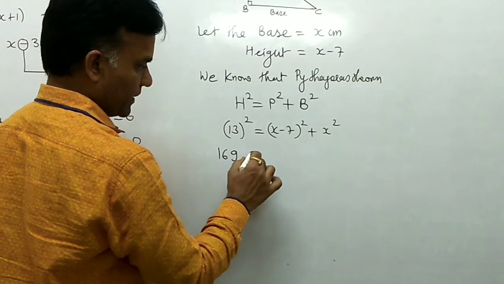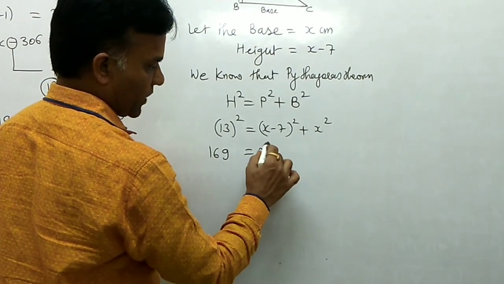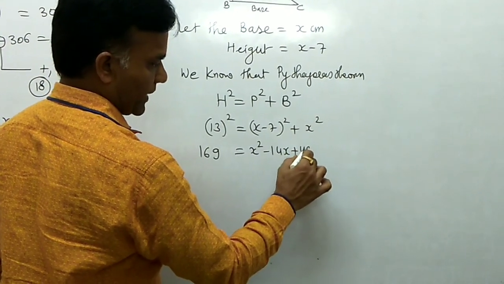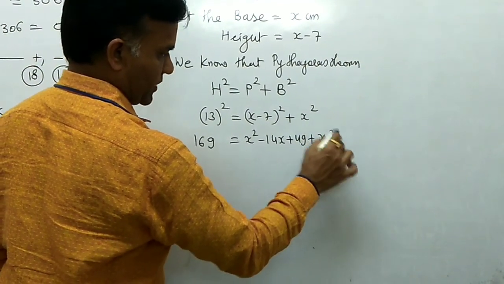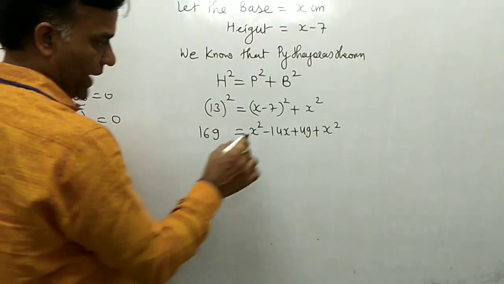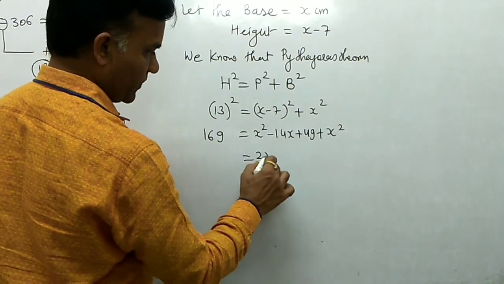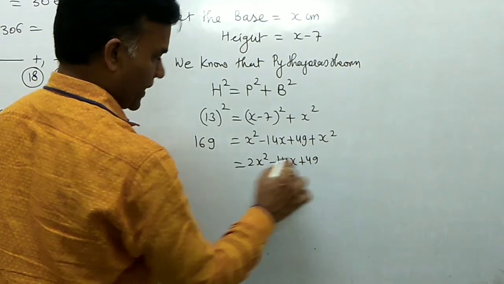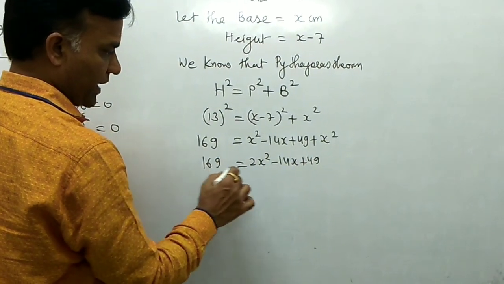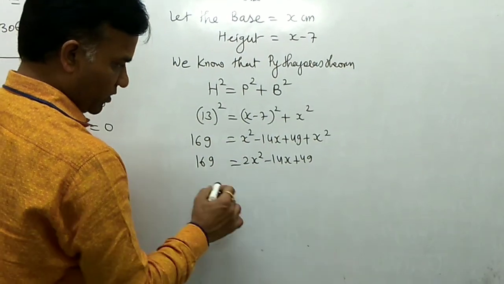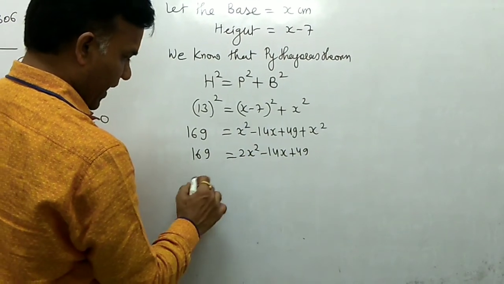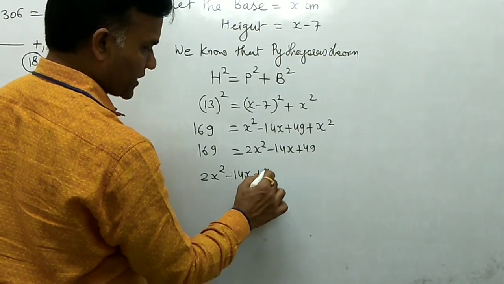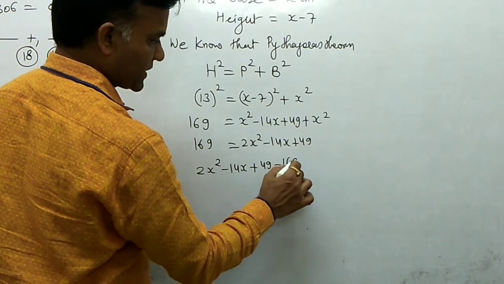Okay, so now open the bracket. 13 square is 169, and now x minus 7 whole square is x square minus 14x plus 49, plus x square equal to. Okay, so now x square plus x square is 2x square, and minus 14x plus 49, and now you write down 169 here as it is. So now shift this value, then we have 2x square minus 14x plus 49 minus 169 equal to 0.